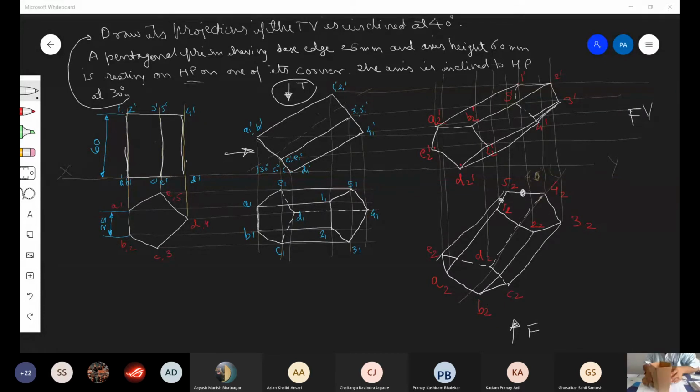Initially it was like this, resting on HP. Then what we did, what you see in the front view, you see 1 2 3 edges. What you see in the top view, pentagon like this. ठीक है, ऐसे हमने ड्रॉ किया स्क्रीन पे, ऐसे ड्रॉ किया टॉप व्यू में, ऐसे ड्रॉ किया फ्रंट व्यू में.